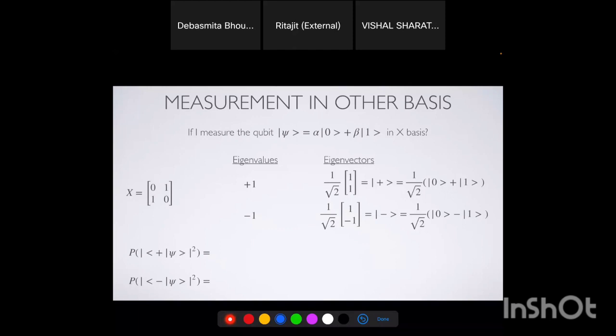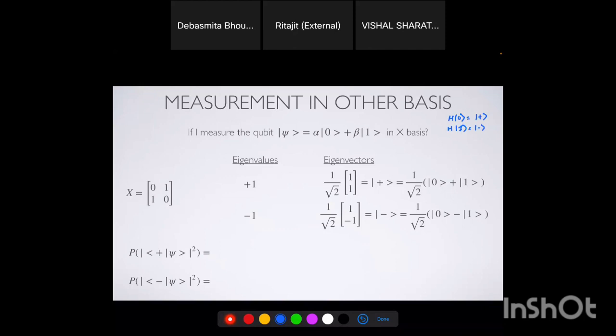So x gate we already have seen. This is the x gate. And if you find out its eigenvalues and eigenvectors, then the eigenvalues are again +1 and -1. The eigenvectors are exactly this. And we have seen that this eigenvector is what is called the plus state and the minus state. And how did we get the plus state and the minus state? Initially, by applying h on 0, we were getting plus. By applying h on 1, we were getting minus.